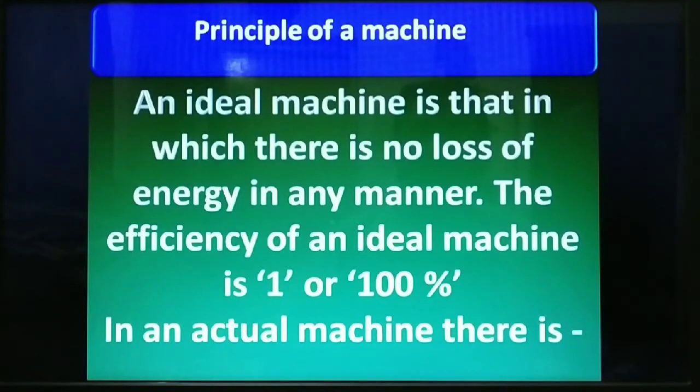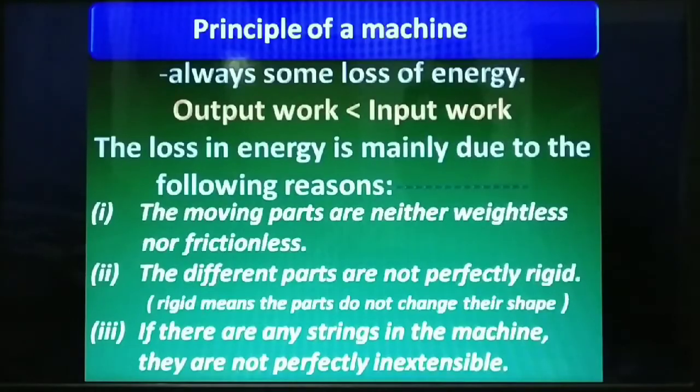Now, an ideal machine is that in which there is no loss of energy in any manner. The efficiency of an ideal machine is 1 or 100%. But in an actual machine, there is always some loss of energy. That means output work is less than input work. The loss in energy is mainly due to the following reasons.